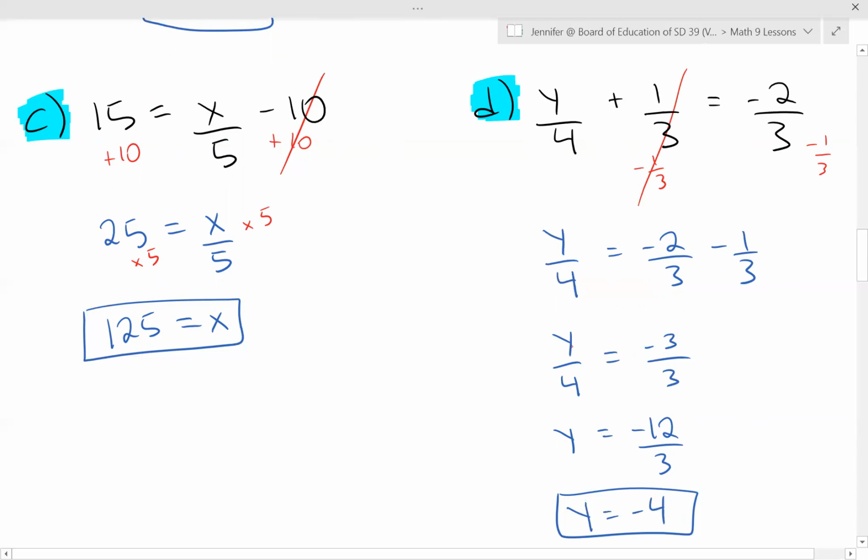And then lastly, to get y on its own, it's being divided by 4, so we'd have to multiply by 4. Those cancel out, leaving y on its own. We've got -12/3, and that simplifies to -4. So again, you have to have a solid grasp of rational numbers from chapter 1 in order to be able to solve these linear equations. And remember to always fully reduce your fractions.